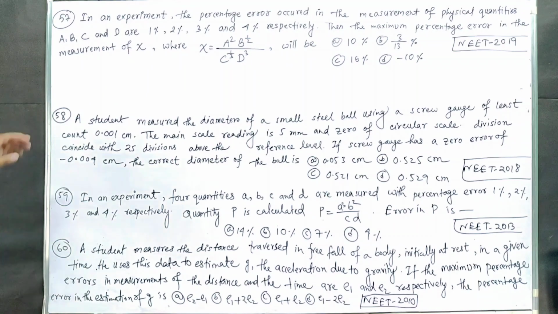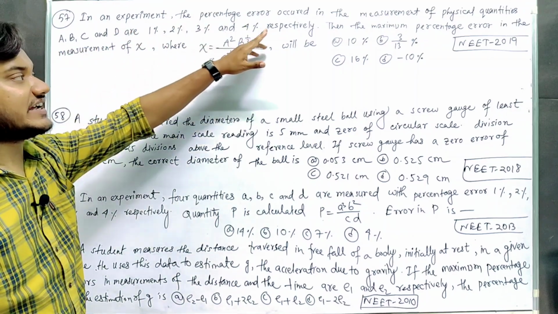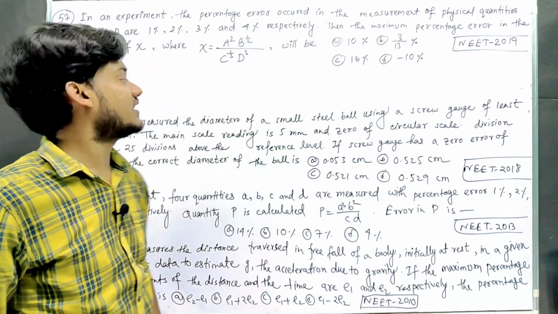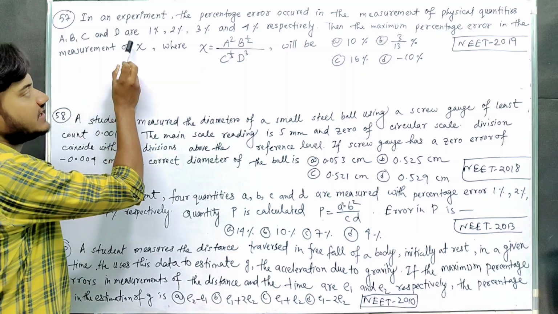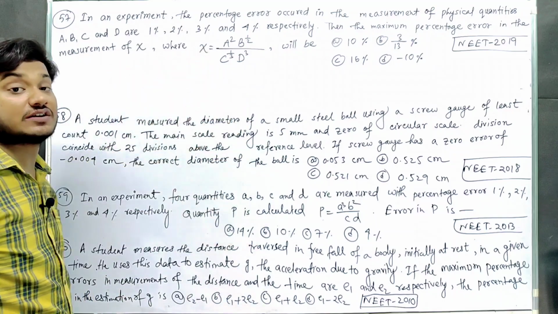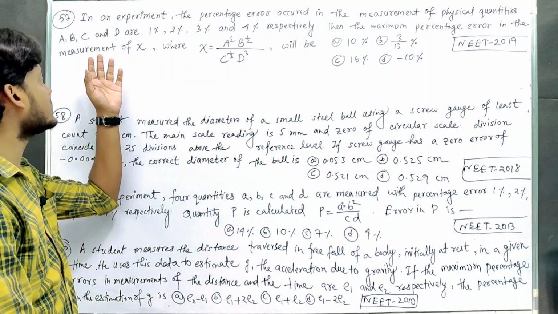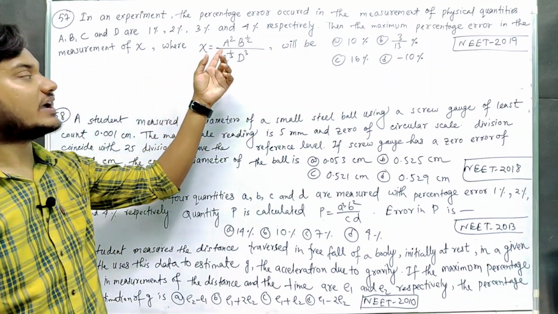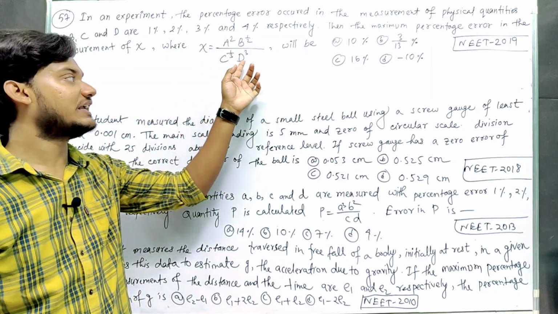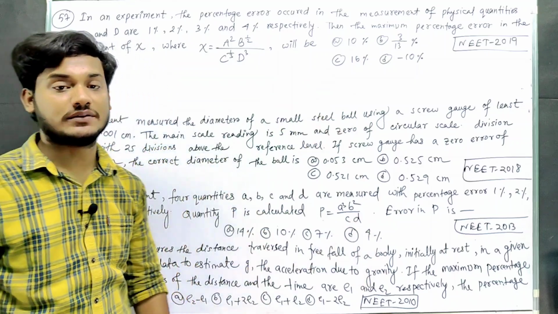57. In an experiment, the percentage errors in the measurement of physical quantities A, B, C, and D are 1%, 2%, 3%, and 4% respectively. The maximum percentage error in the measurement of X, where X equals A square, B to the power half, C to the power 1/3, D cube, will be. Options are given.